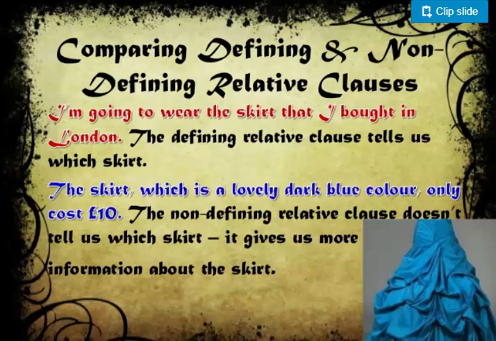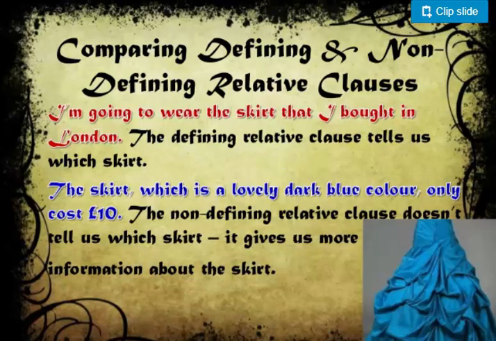Now there is a comparison between the defining and the non-defining relative clause. "I am going to wear the skirt that I bought in London." The defining relative clause tells us which skirt: that skirt which I bought in London. It is important information, and it is included in the defining relative clause. But "the skirt, which is a lovely dark blue color, only costs this." Here "which is a lovely dark blue color" is not needed. It is just extra information about the skirt, so it is a non-defining relative clause.